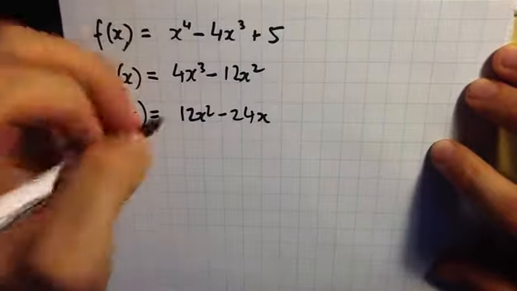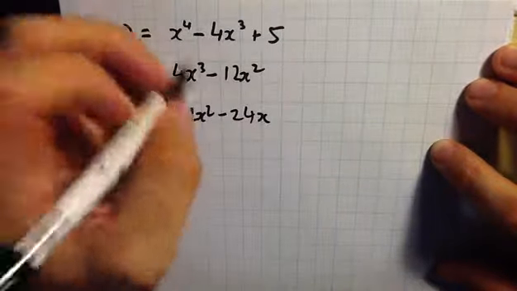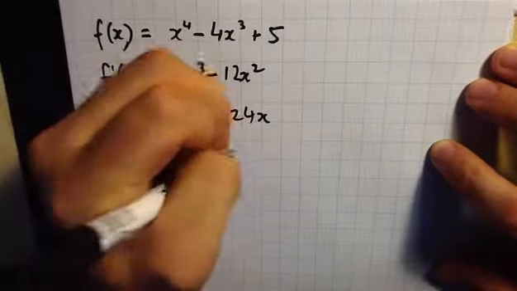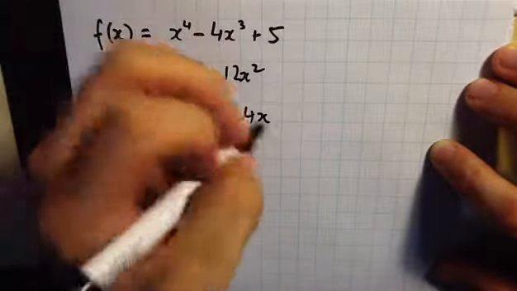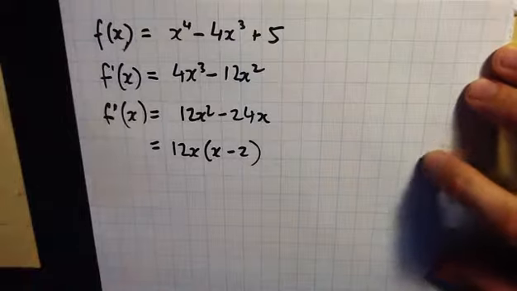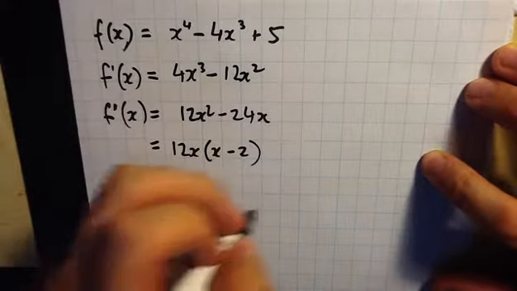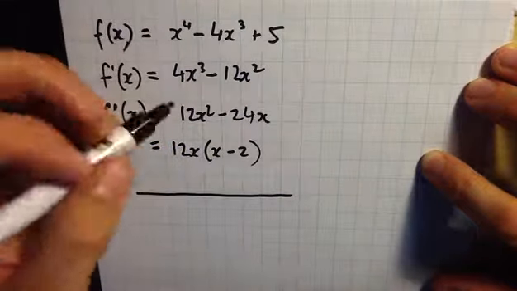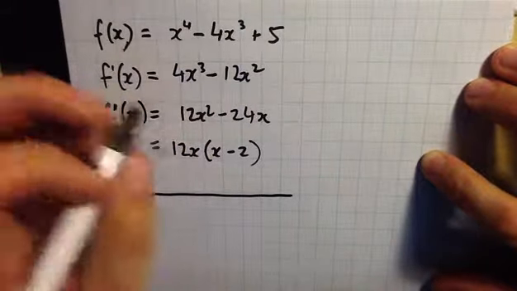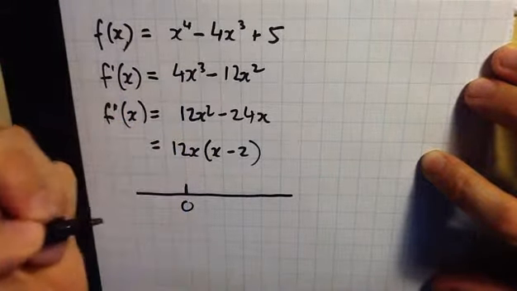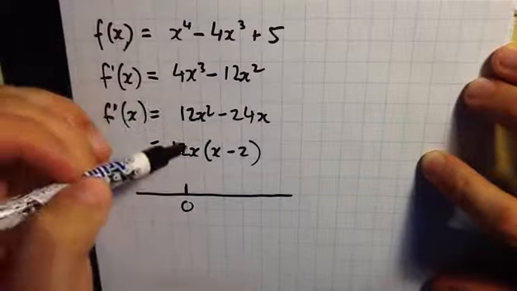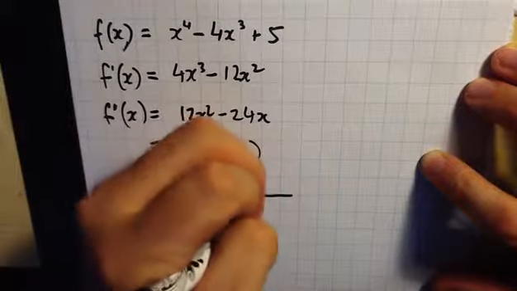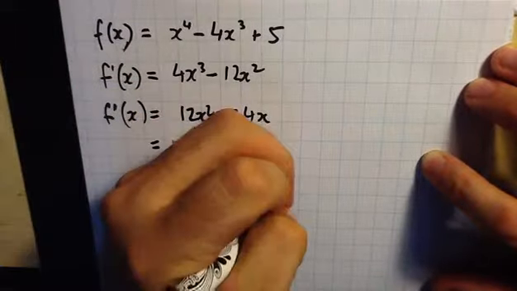Now let's factorise this. Take out 12x as a common factor. It leaves me with x minus 2 inside the brackets. So we need to get a sign diagram of the second derivative. The sign diagram is going to look something like this. If I made x 0, this whole thing becomes 0, the second derivative becomes 0, so 0 is a critical value. And then if I made x positive 2, the second derivative becomes 0, so therefore 2 is a critical value.